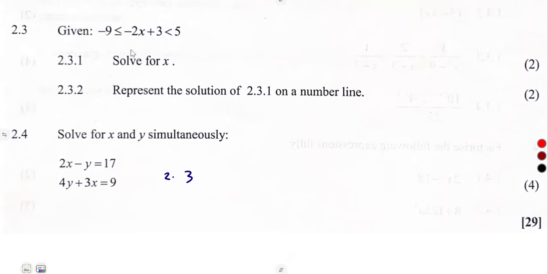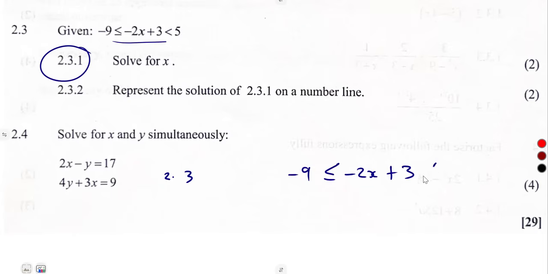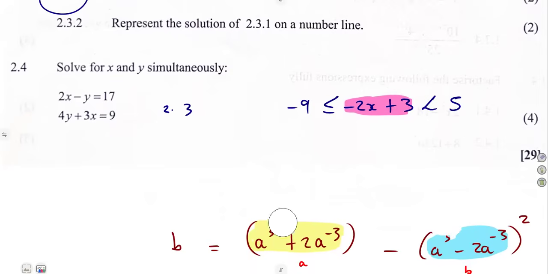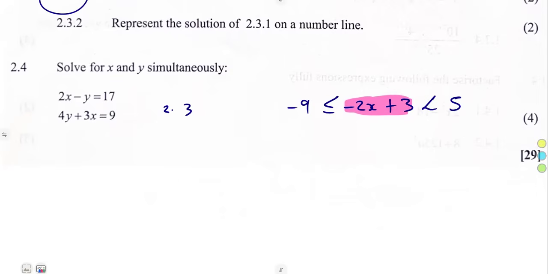All right. Given this, solve for x on 2.31, the inequality minus 2x plus 3 is greater than or equal to minus 9, but less than 5. So remember, when you're given this, guys, you deal with what is in the middle, the part separated by the two signs. These are simultaneous inequalities. So you're being asked to solve that one on 2.31.